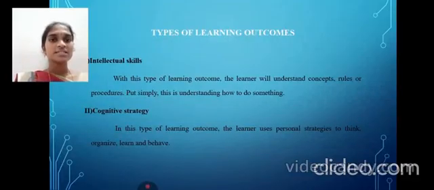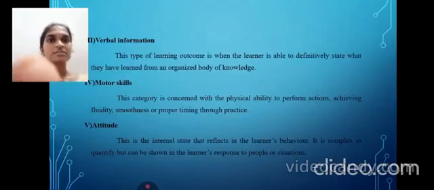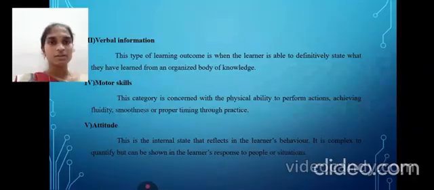Intellectual skill. With this type of learning outcome, the learner will understand the concept, rules, or procedure, but simply put, this is understanding how to do something. Cognitive strategy. In this type of learning outcome, the learner uses personal strategies to think, organize, learn, and behave. Verbal information. This type of learning outcome is when the learner is able to clearly state what they have learned from an organized body of knowledge.